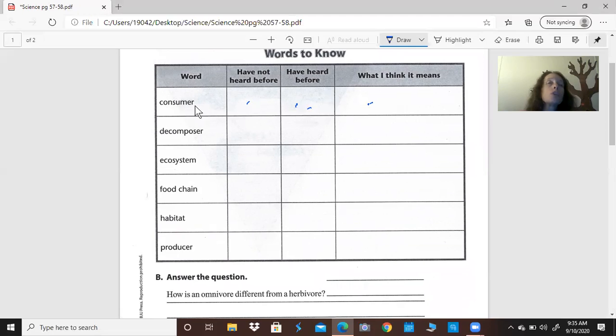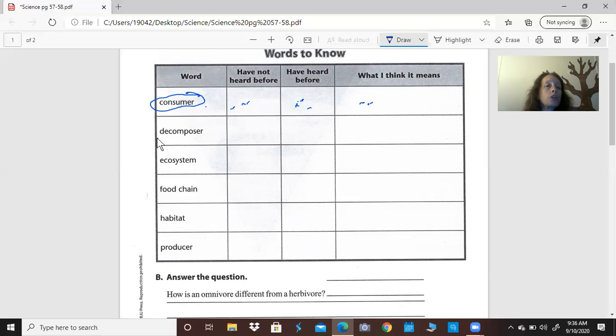Okay? The first word, let's go with Kylie today. What's that first word? It's a big word. The word is consumer. Consumer. If you have never heard the word before, put a check right here. If you've heard it before, put a check right here. And if you know what it means, write it right here.